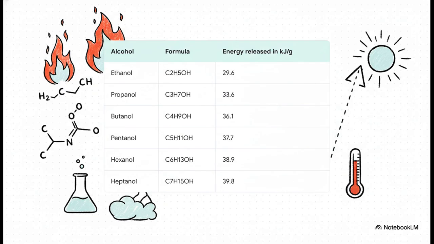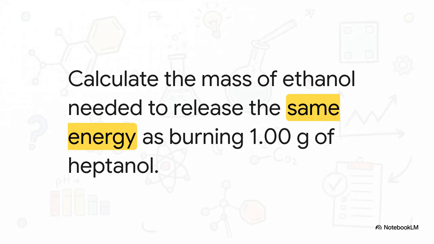Okay, so what are we looking at? Here's our first clue. A table showing different alcohols and how much energy they release when they're burned. And you can see a pattern right away, can't you? The bigger the alcohol molecule, the more energy it releases. That's definitely going to be important. So our first challenge is a 2-mark calculation. The question wants to know how much ethanol we need to burn to get the same amount of energy as burning just 1 gram of heptanol. Let's see how it's done.